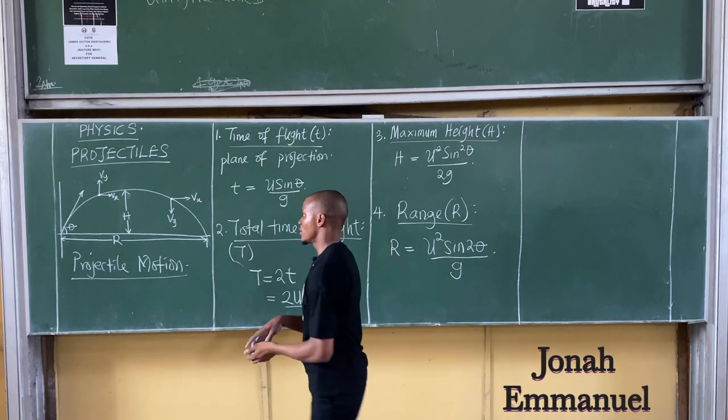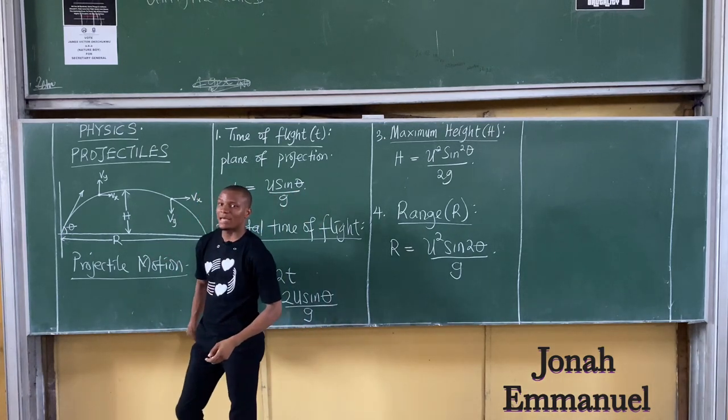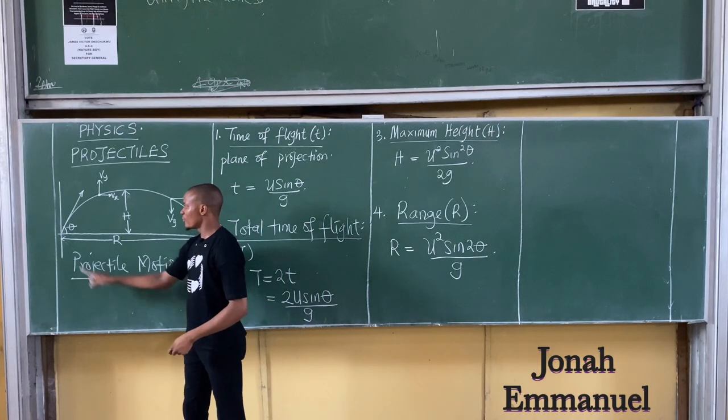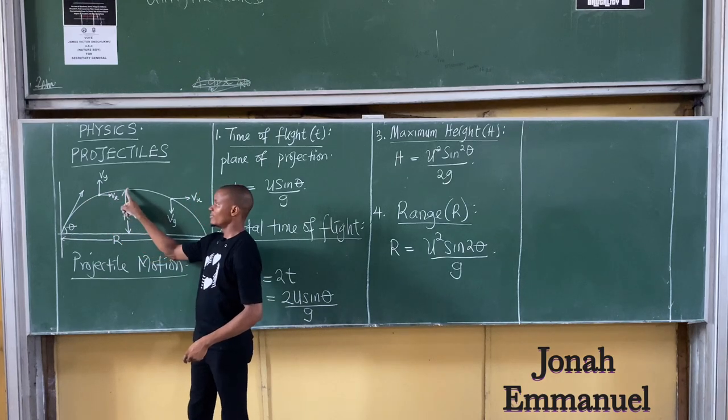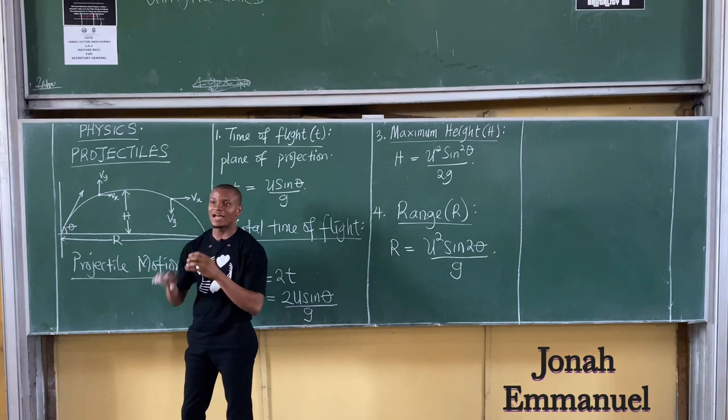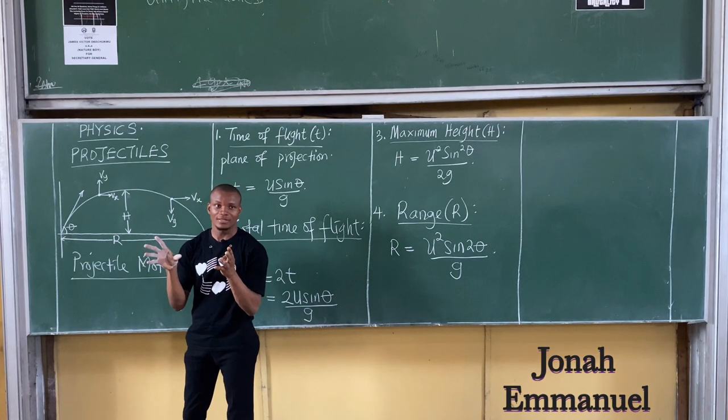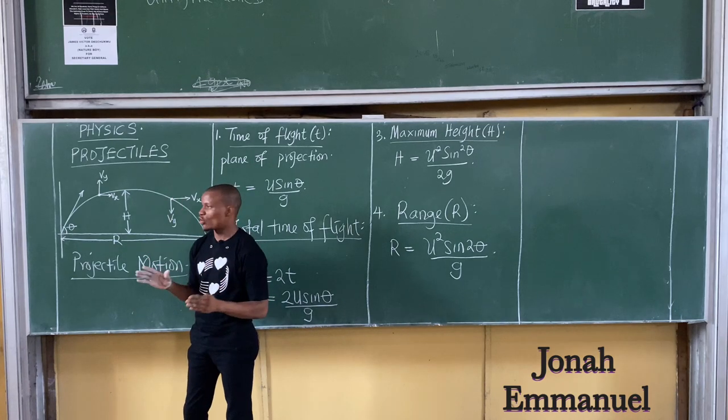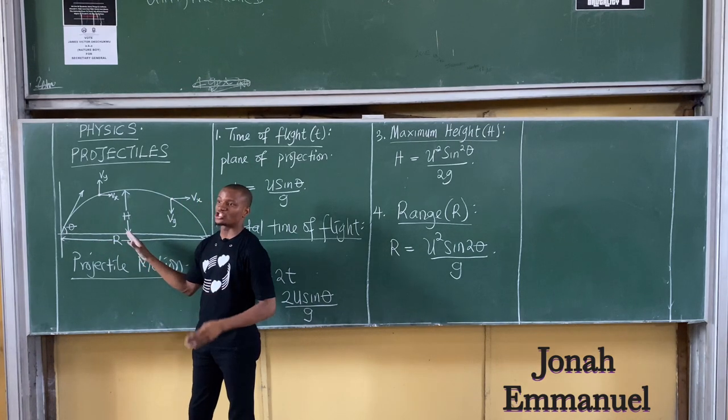Look at my diagram here. Where is your time of flight? Simply the time from this point up toward the maximum height. So it's like saying half of the whole journey. The time it takes a projectile to cover half of the whole journey is the time of flight.